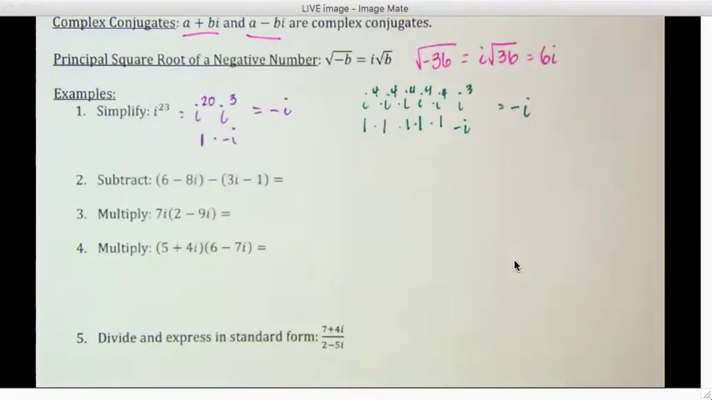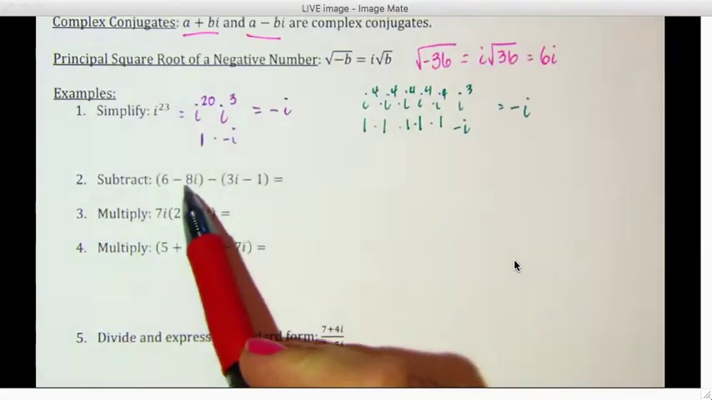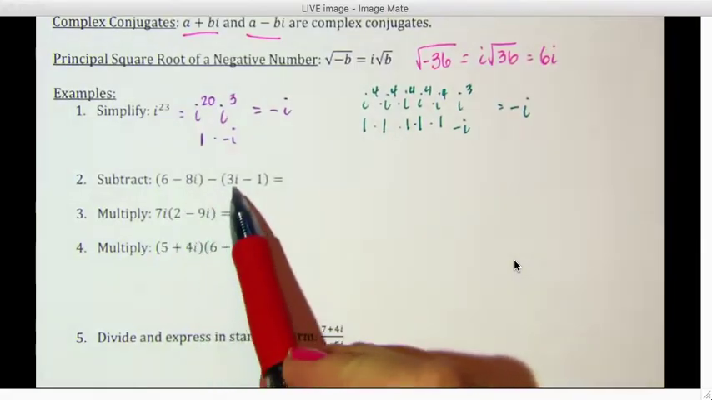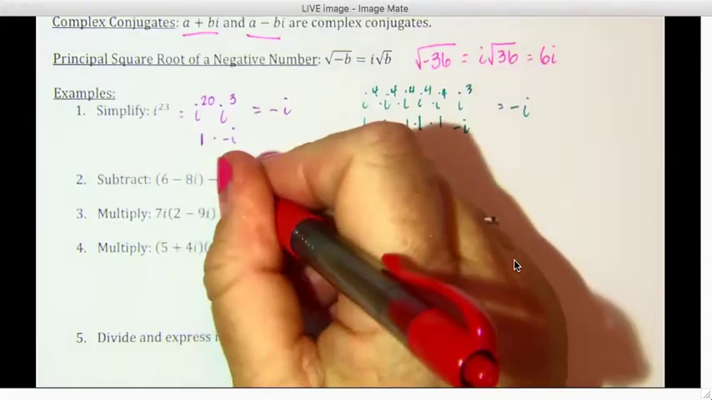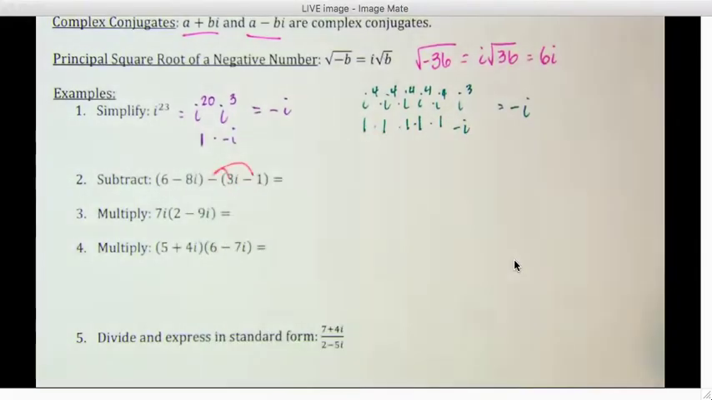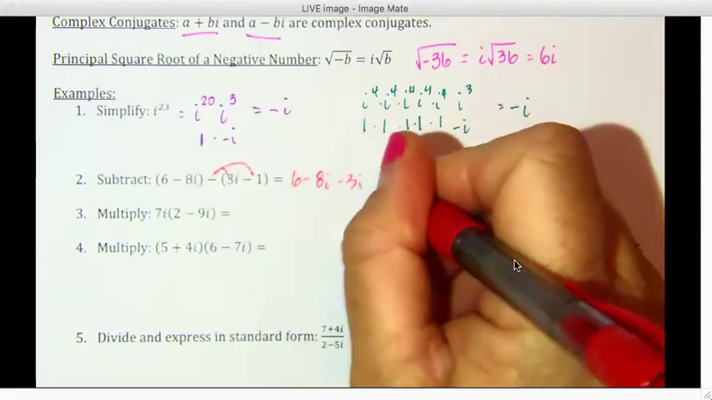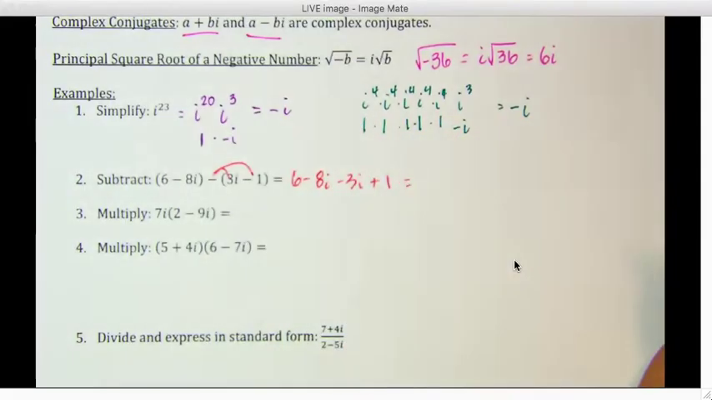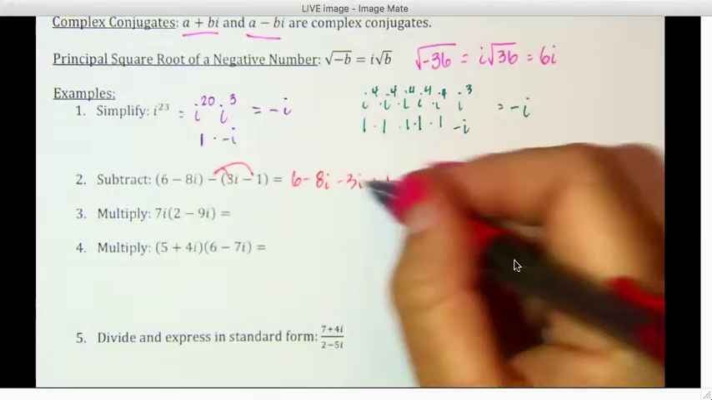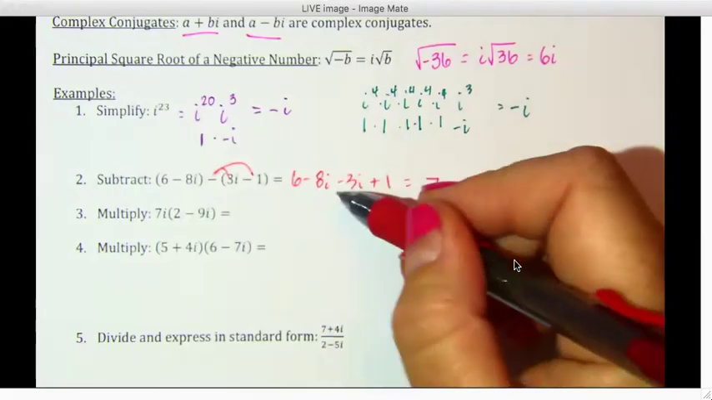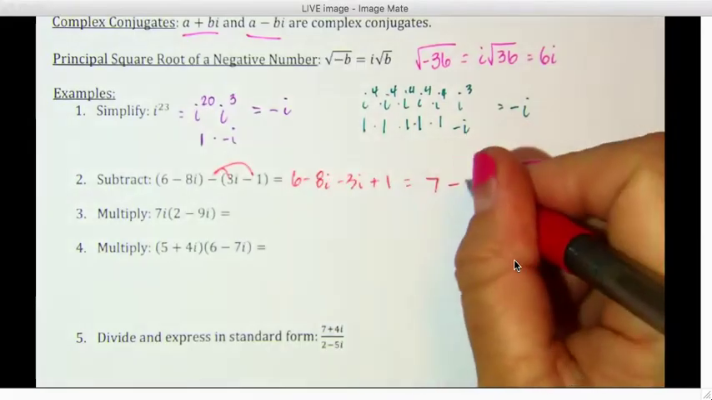For this next example, we are subtracting complex numbers, and I have 6 minus 8i minus 3i minus 1. That subtraction distributes to both of those terms. I have 6 minus 8i minus 3i plus 1. So the real part with the real part, 6 and 1 would give me 7, and negative 8i and negative 3i is negative 11i.